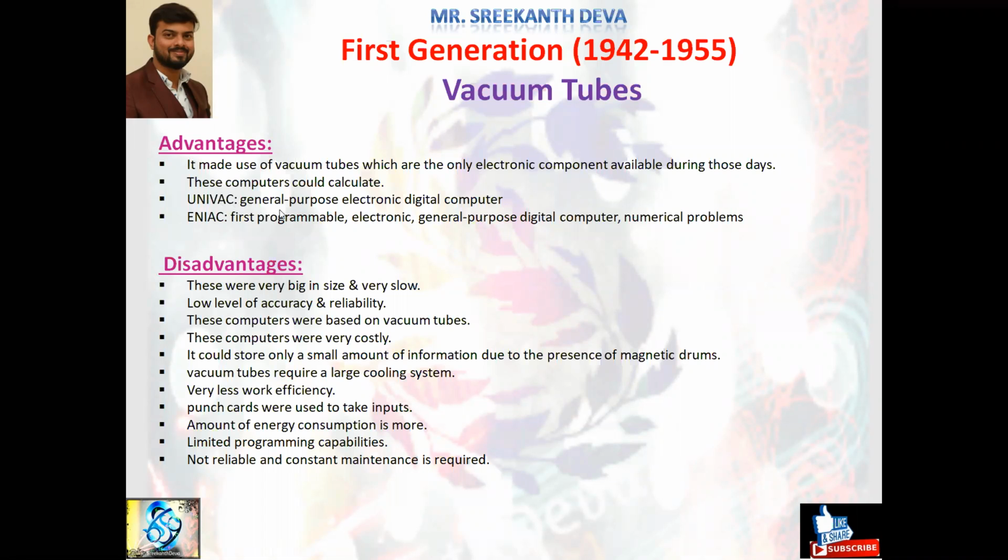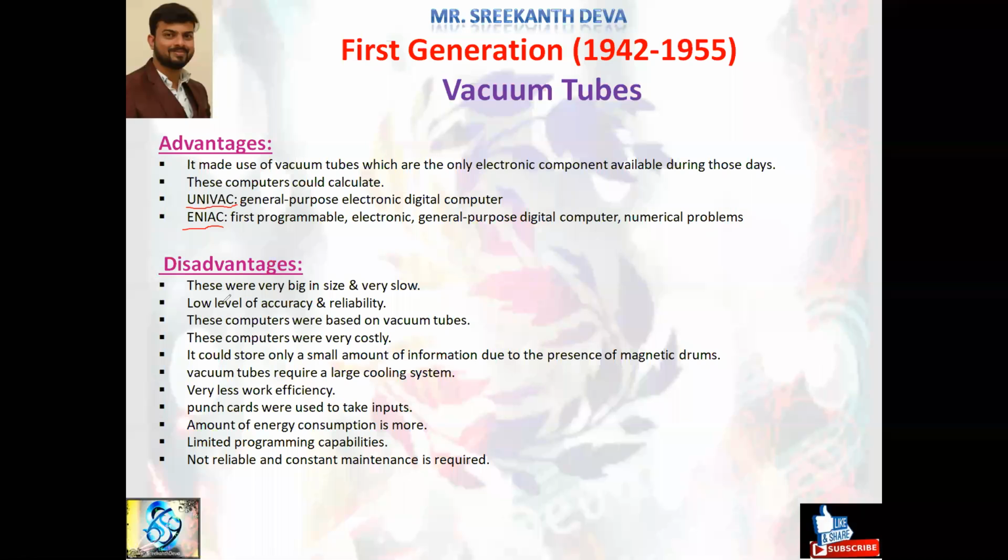UNIVAC is nothing but what? A general purpose electronic digital computer. Okay, so this is the best example. ENIAC is nothing but what? The first programmable electronic general purpose digital computer, performing what? Several numerical operations, numerical problems.